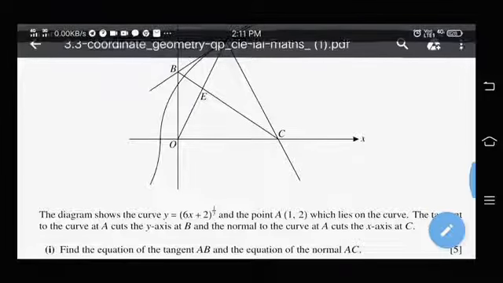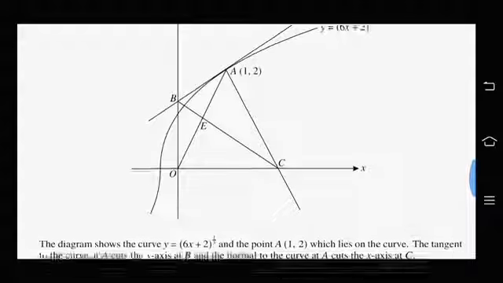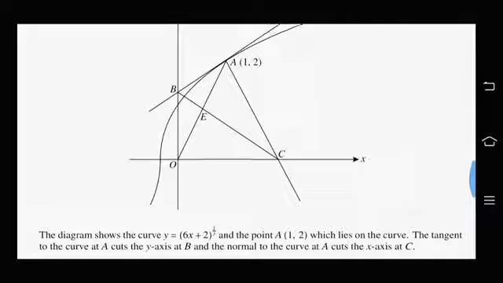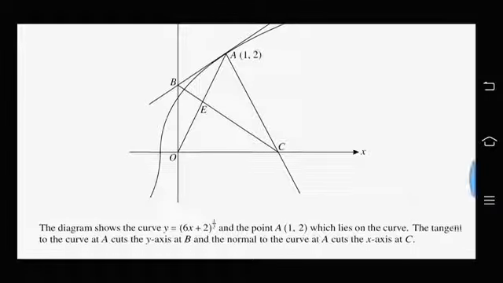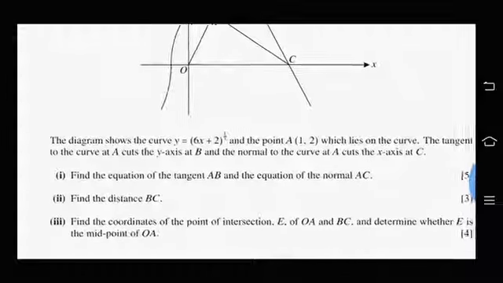Okay. So our question is, find the equation of the tangent AB and the equation of the normal AC. It carries 5 marks. Second question, find the distance BC. The distance BC you have to find out. For that we need the coordinates of B and C.